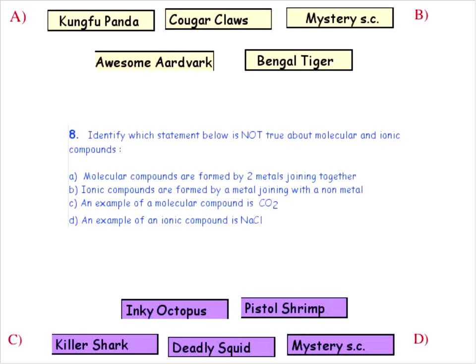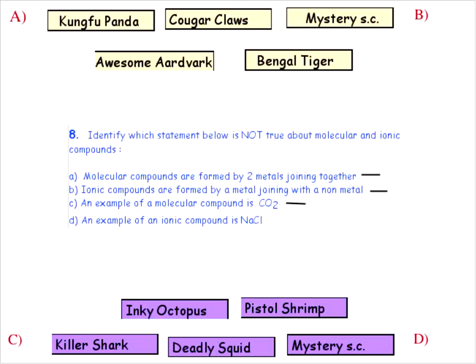Okay, remember from before that molecular compounds are formed by two nonmetals. An ionic are metal plus nonmetal. So the first one is incorrect. It says that two metals are forming a molecular compound. It should be two nonmetals. This one's true. Ionic compound is metal plus nonmetal. This one's true. Molecular compound is formed by these two.